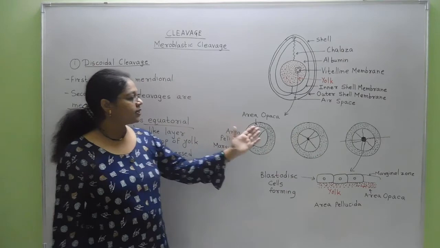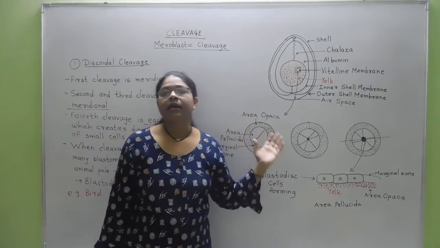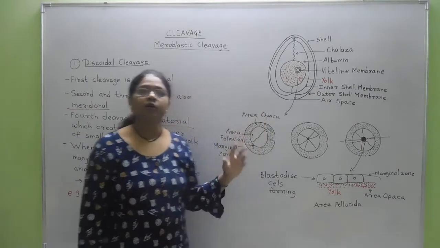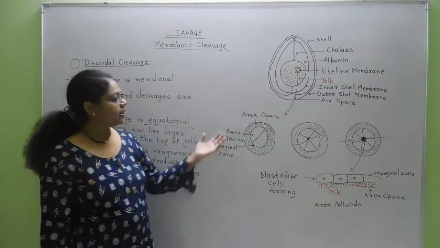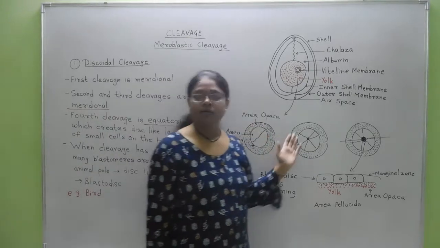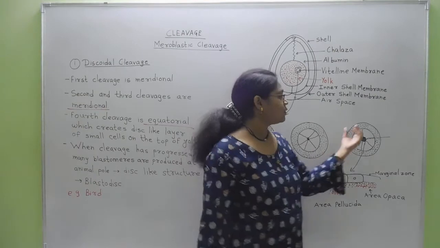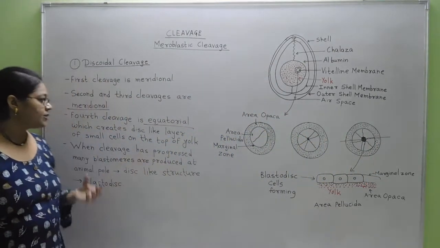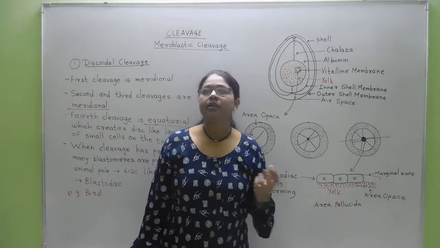So this is the first cleavage furrow. This is area opaca. Area opaca is a region which is in contact with the yolk, whereas this is area pellucida. This region is surrounded by the embryo. So when continuous cleavage progresses, it produces a disc-like layer of cells. As it produces a disc-like layer, it is called the discoidal cleavage.